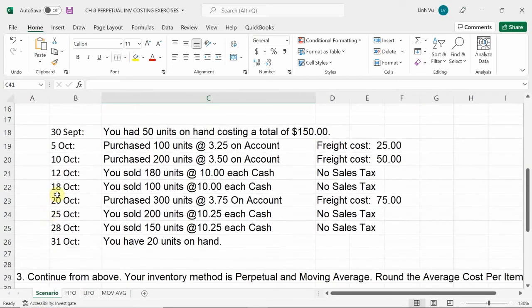So then October 20th rolls around and we end up purchasing 300 units at $375 with a freight of $75.